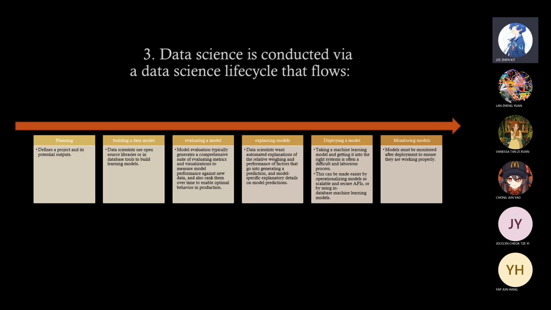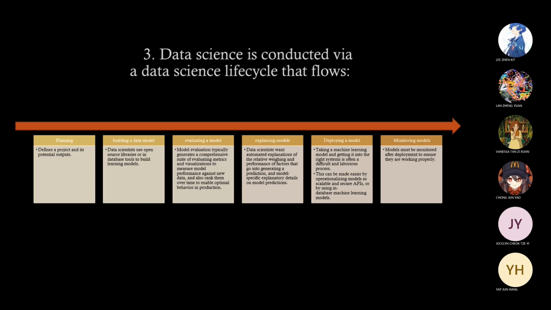Part 4, explaining models. Being able to explain the internal mechanics of the results of machine learning models in human terms has not always been possible, but it is becoming increasingly important. Data scientists want automated explanations of the relative weight and importance of factors that go into generating a prediction and model-specific explanatory details on model predictions.